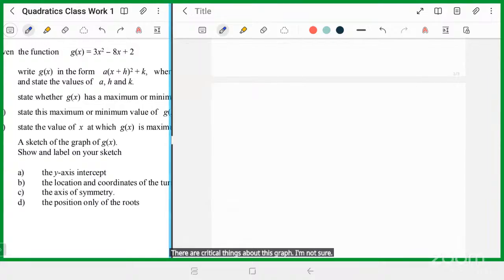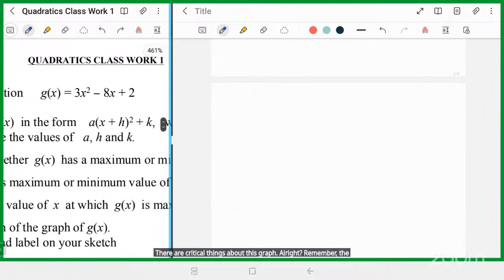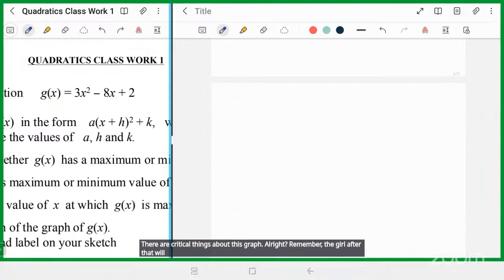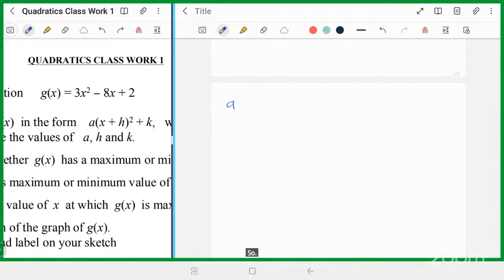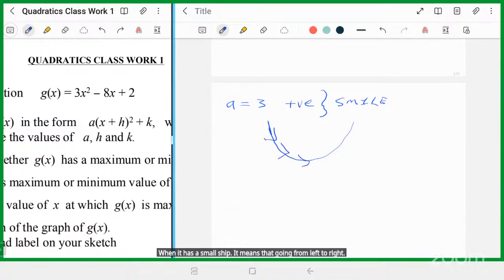Now remember, the graph will either smile or frown. We know that this one smiles because the A is positive. Since the A is equal to 3, which is a positive value, the graph is going to have a smile shape. And when it has a smile shape, it means that going from left to right, it comes down to a minimum point and then it starts going back up again.